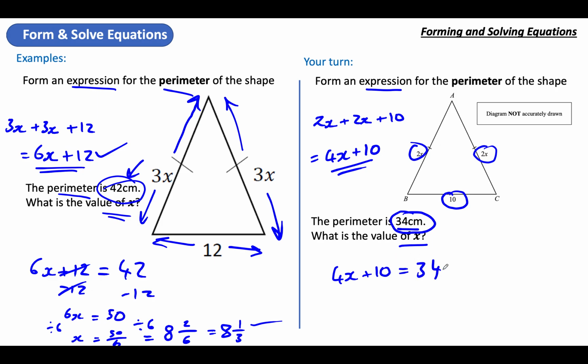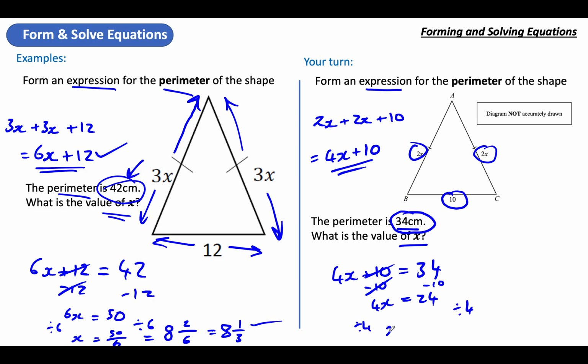I literally just write that it's equal to 34 because both sides are the perimeter. Then solve. Take away 10 from both sides. 10 take away 10 is nothing, so it leaves 4x on its own. 34 take away 10 is 24. And then divide by the 4.